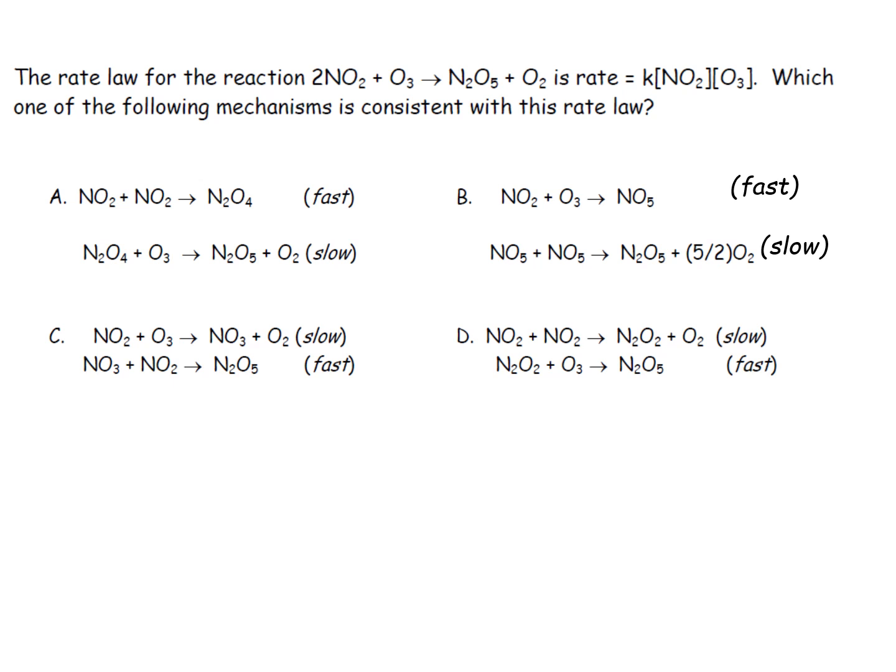So let's see an example of a potential way to phrase the questions, right? So you are given the balanced total equation, and you have the rate law. The rate law is telling you that it is first order with respect to NO2 and also first order with respect to ozone. This despite the fact that there is a coefficient of 2 in front of the nitrogen dioxide.